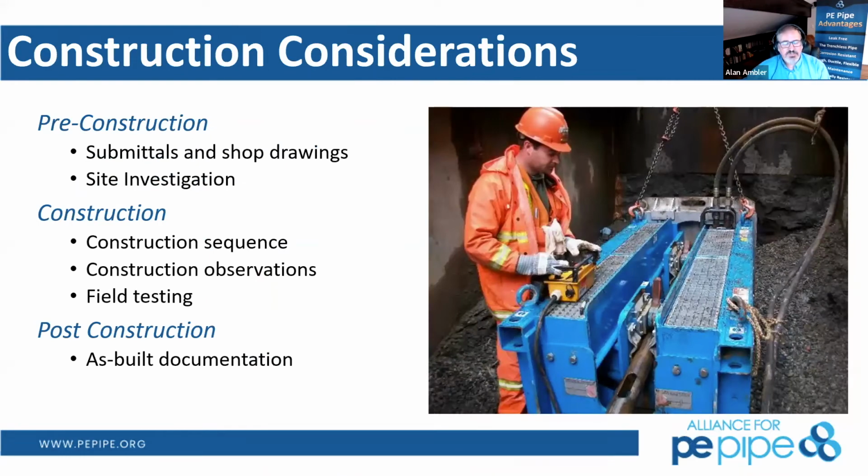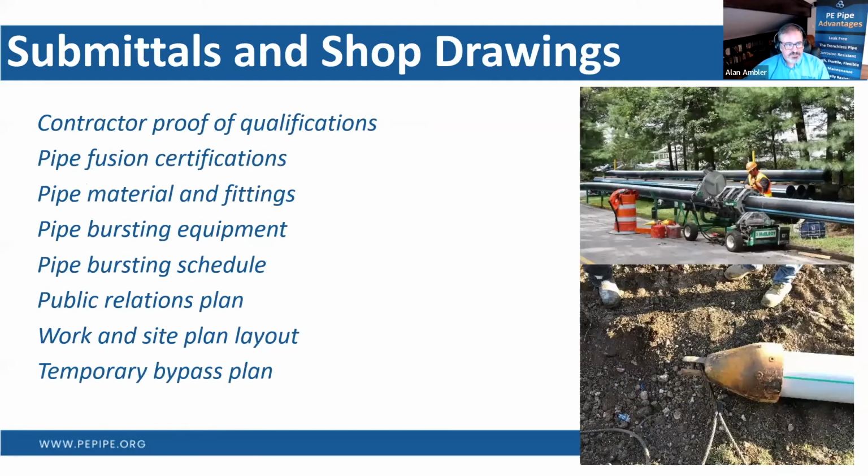So, construction considerations. Now we look for submittals and shop drawings, like on every project. The superintendent on the job will have to do their inspection as well, their site investigation as they go through it. And then we're looking at construction sequence, observations, field testing that's required, and everything else we could do at the end. So proof of that qualification, we want to see that fusion card. We want to see fusion certifications, of course, material sheets and everything else.